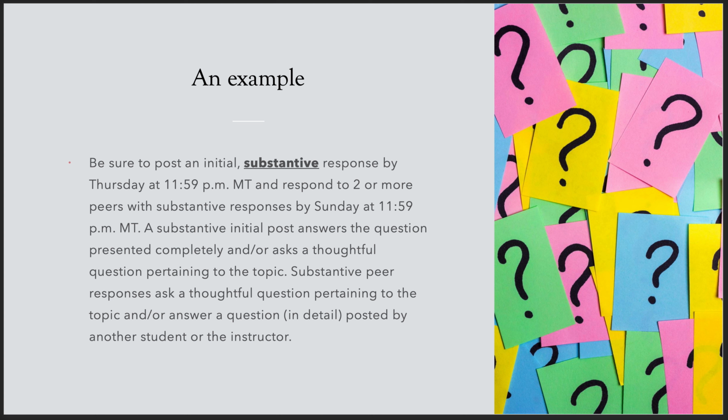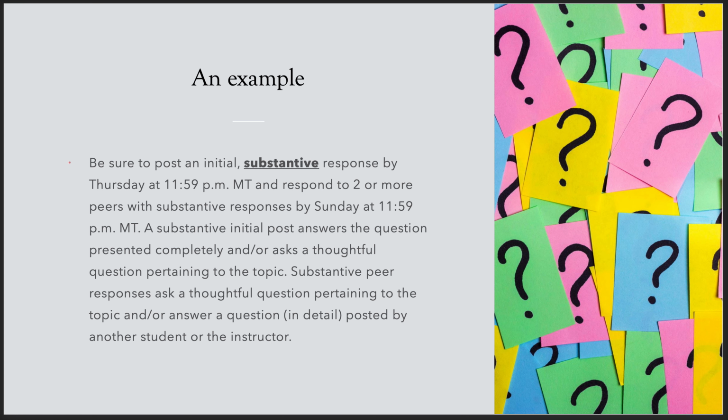Okay, that's open to interpretation. What does that actually mean? Substantive peer responses, again: a thoughtful question pertaining to the topic. So again, it's very vague on what we're actually looking for, right? And I've seen everything from people writing me a 12-page paper to a one-sentence answer.